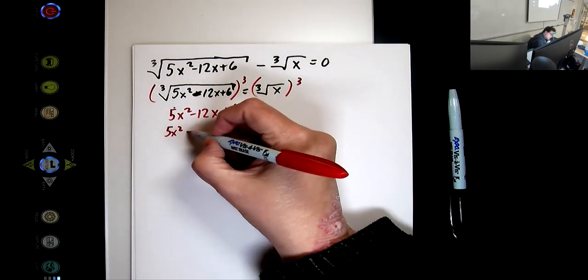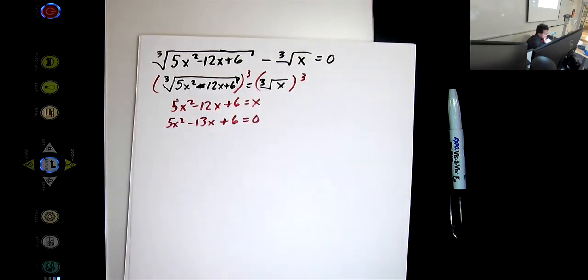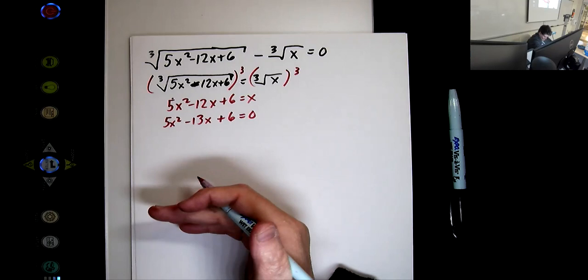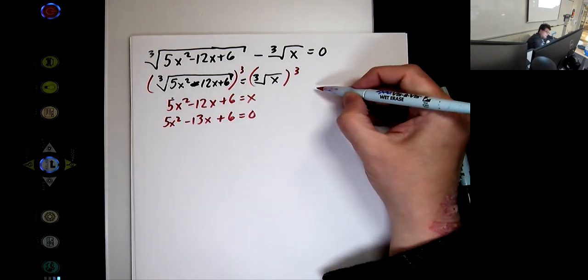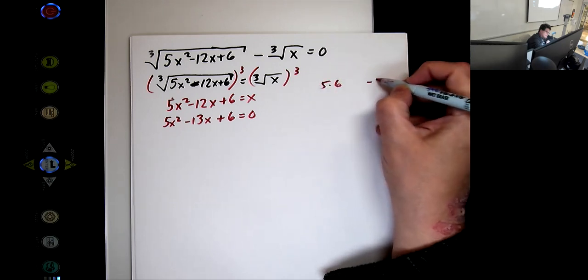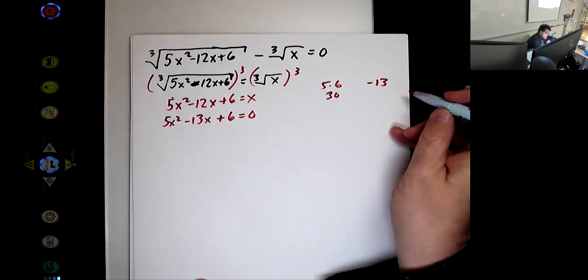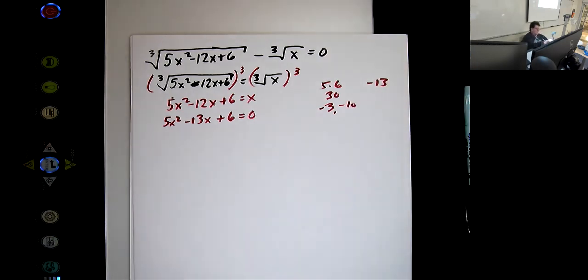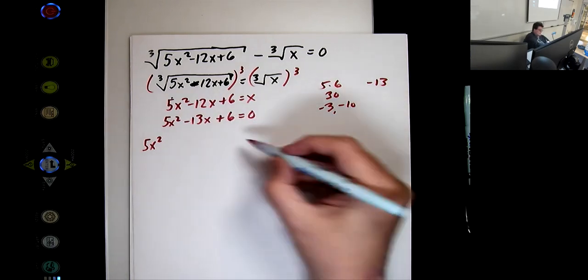And I subtract that over and I get minus 13x plus 6 equals 0. What multiplies to 5 times 6 and adds to negative 13? So this is 30. I could do negative 3 and negative 10. So this does factor. That's good. I really don't like stopping to use the quadratic formula.